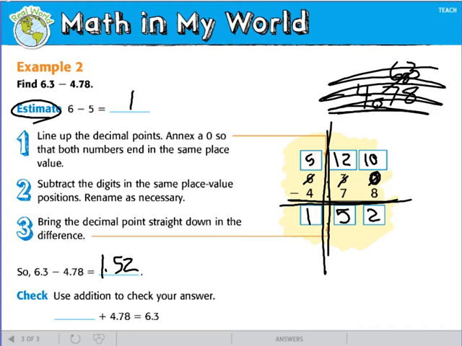Now look at, subtraction goes this way, addition goes that way. So 1 and 52/100 add 4 and 78/100 equals 6 and 3/10. Check my answer, make sure I'm right. Check my answer on your whiteboards, make sure I'm right.